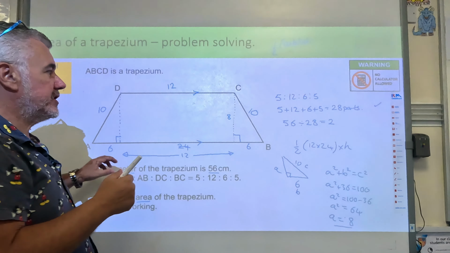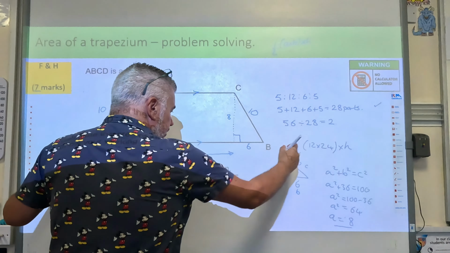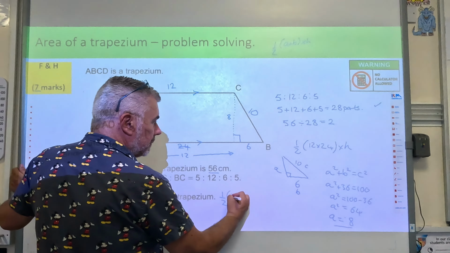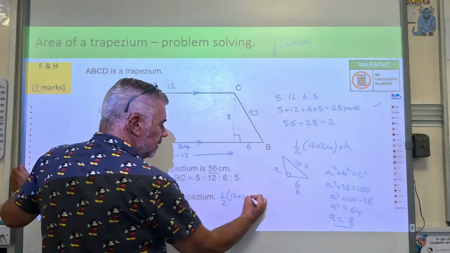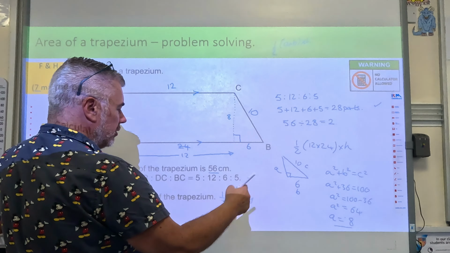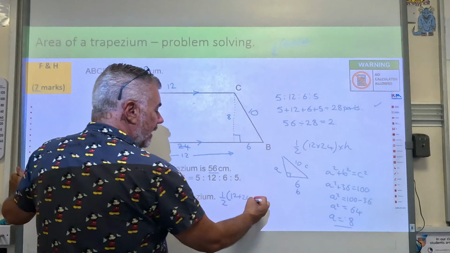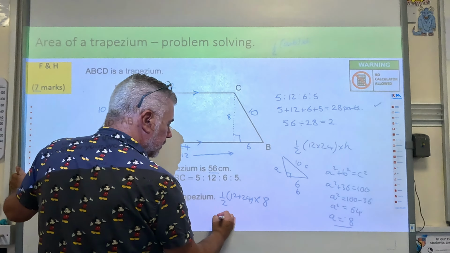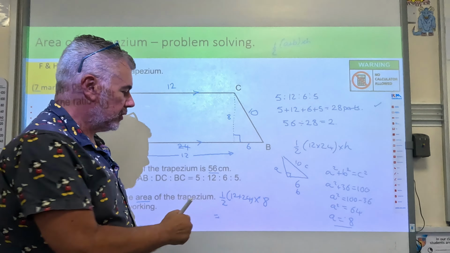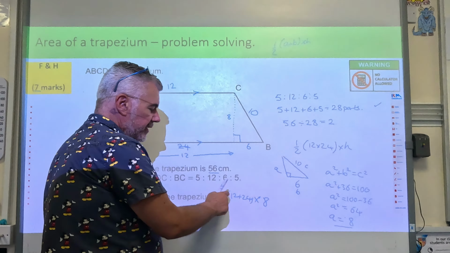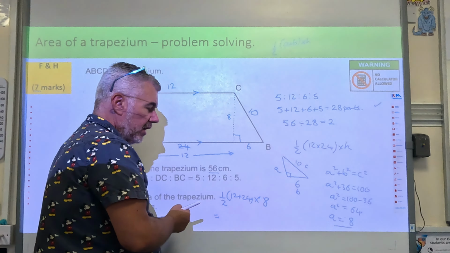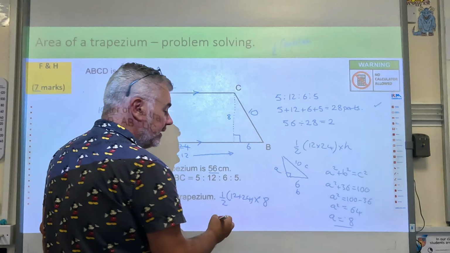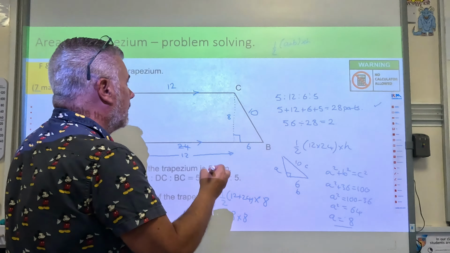Calculate the area of the trapezium. I've got half the sum of the parallel sides. I wrote multiply there. That's wrong. Half the sum of the parallel sides times the height between them, times 8. 12 add 24: 20, 30, 34, 36. Need to half that. Half of 36 is 18. I'm going to multiply that by 8.